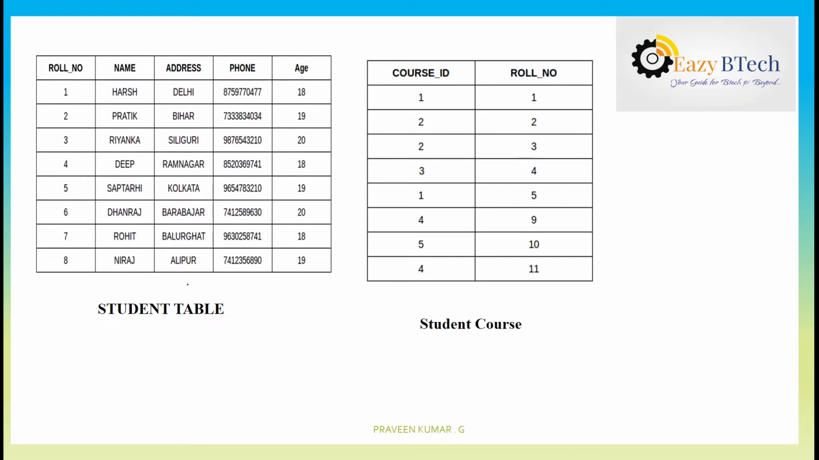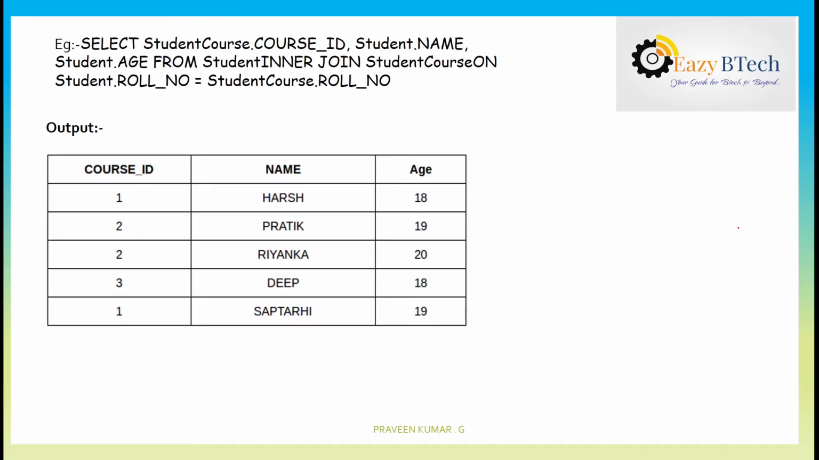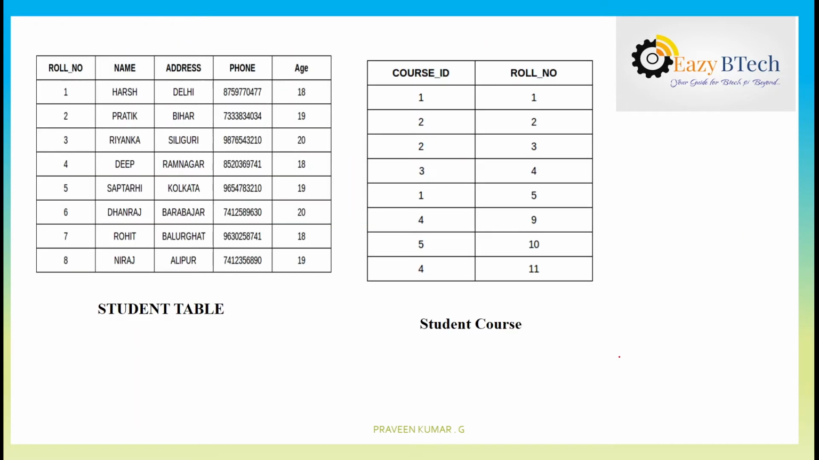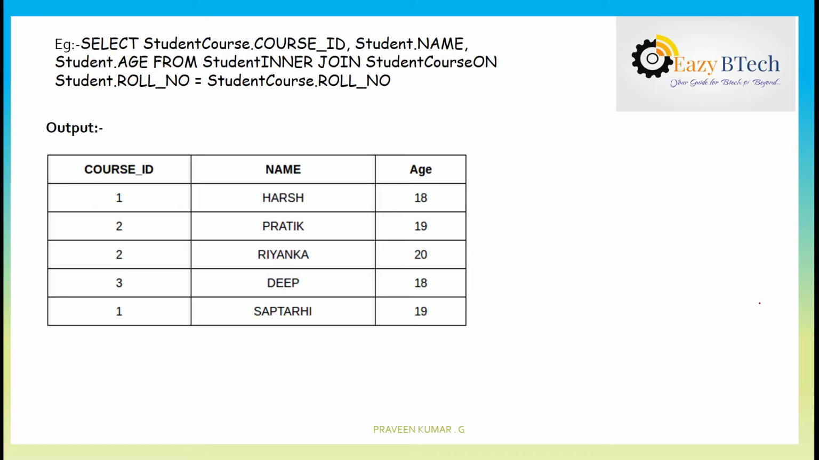What is the student roll number? 1, and here also 1. Then 2, 3, 3. That's why for course ID we can get only what is common: 1, 2, 3, 4 and 5. Only those are common, so we can get only those values. What are the roll numbers that are common in both tables? We can get only those values.